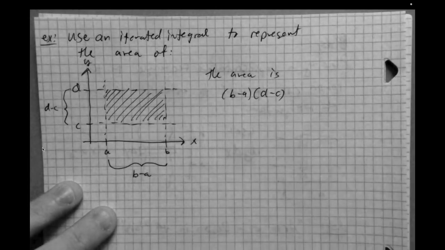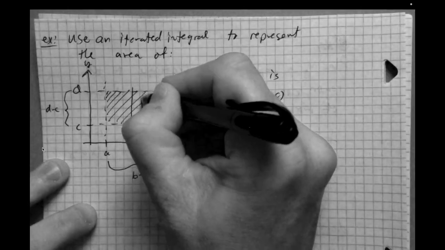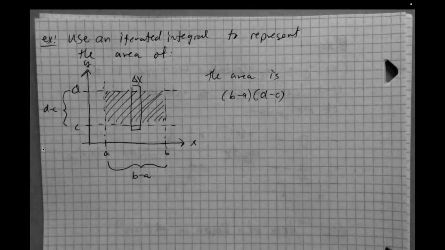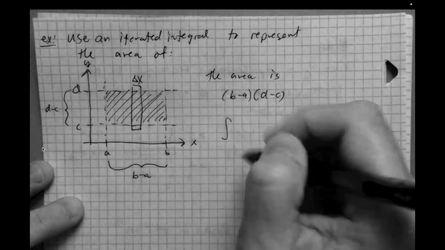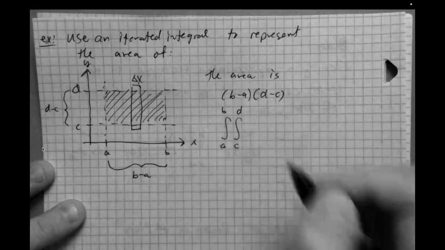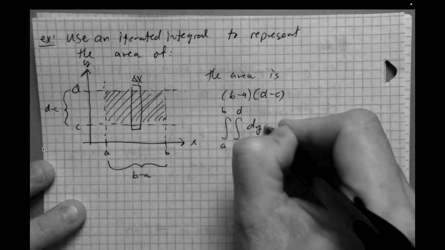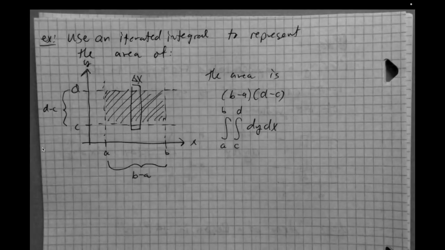Well, you can pick whichever way you want to do it. I'm going to set it up this way, where I'm going to have a delta x like that. So that means I'm going to start with a dy, right? And so the integration with respect to y has to happen along this between c and d. So my inside integral is going to go from c up to d. My outside integral is going to go from a up to b. And because I've oriented it in this way, it's going to be a dy dx. So I would say that this is the iterated integral that we want to use to represent this area.